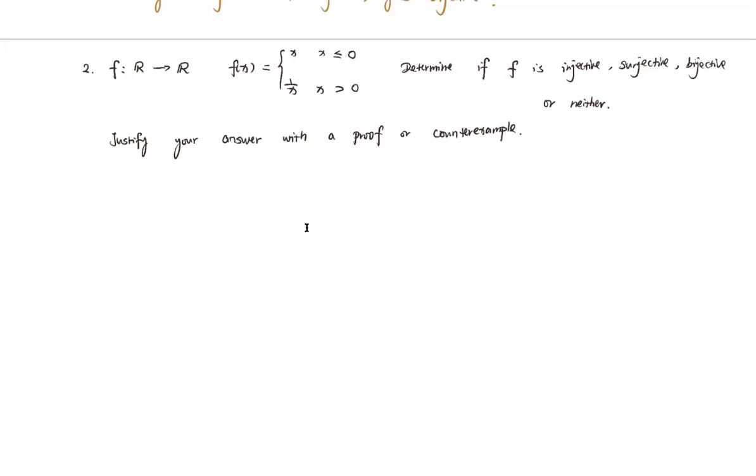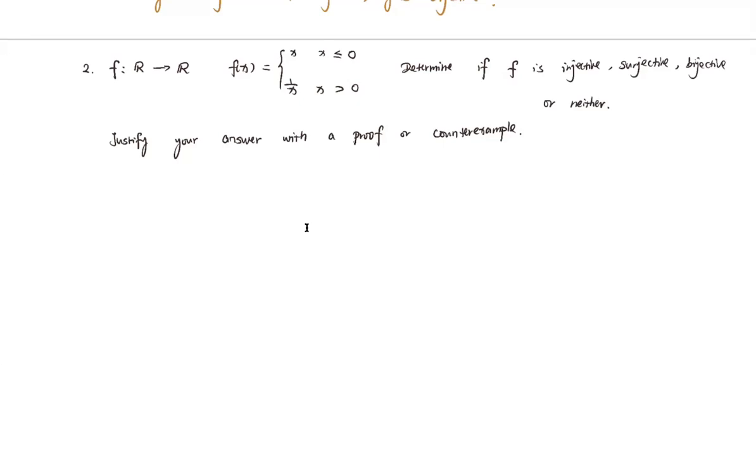Could have a counterexample, yes. This one could have a counterexample. I'll tell you what I think. One of your exam questions could be something like this. They might give you two functions. So the question will be like, determine if the following function is injective, surjective, bijective, or neither. Justify your answer with a proof or a counterexample. And you might have two parts: one, they give you a function, and two, they give you another function. It's just a guess.